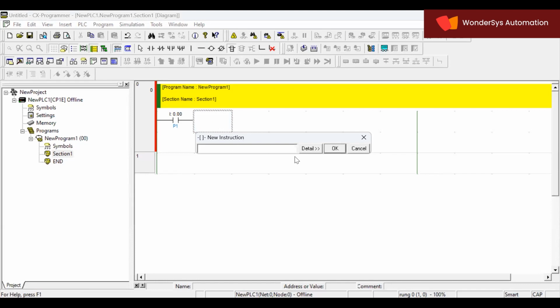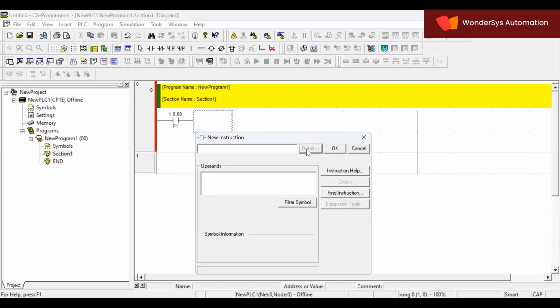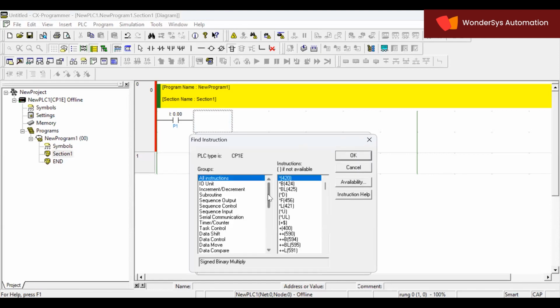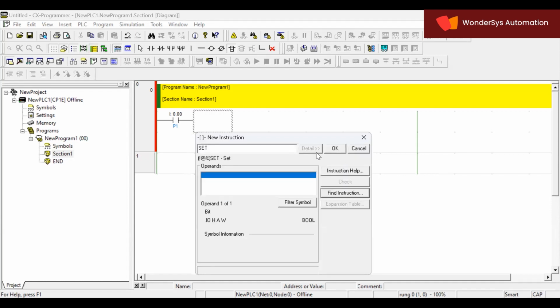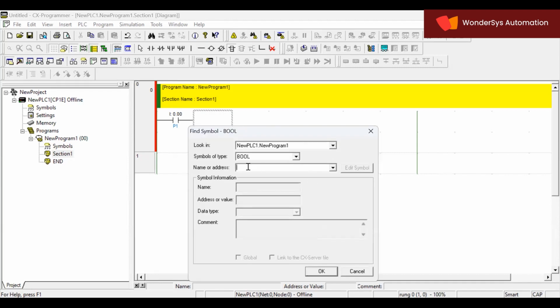Now, once you select it, click on details. When you click on details, it will ask for find instruction. Here you will get various types of operations. Select sequence output. Now here you can see set, and set and reset. So I'll select the set operation because I need to turn it on. Then it is asking for operand. The operand here is the name or address I have to give.